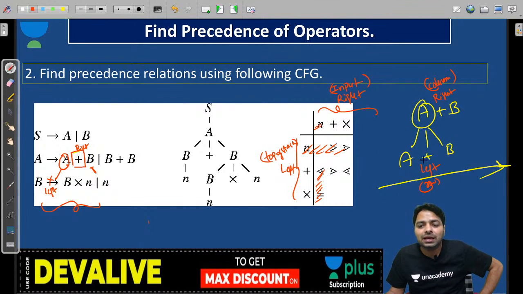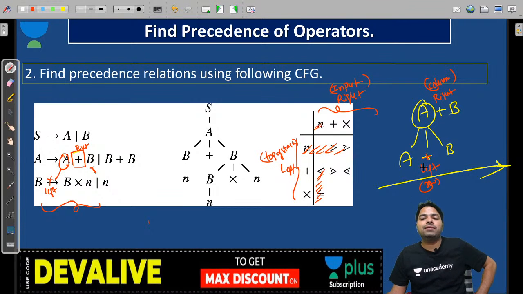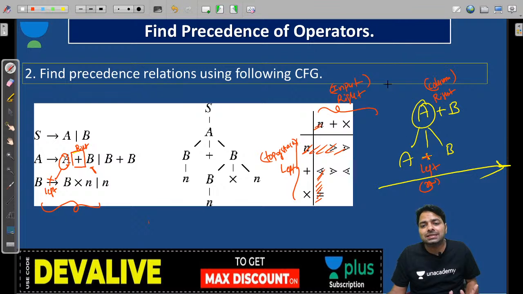And now the left plus is having more precedence than the right plus because in the tree, when we are going to the bottom, that must be evaluated before evaluating the right plus. So plus is having more precedence than plus. That is how the entry is made here.